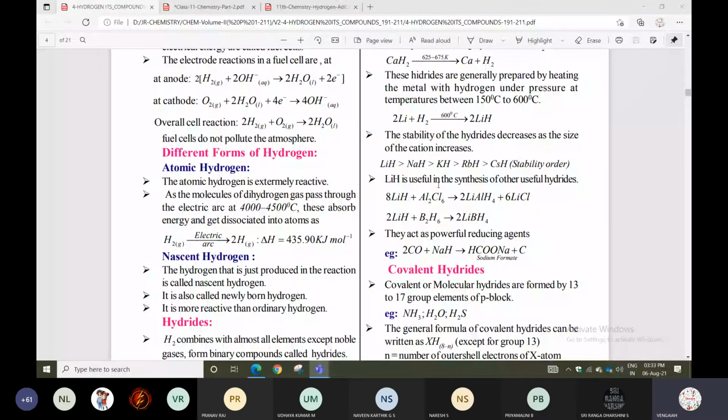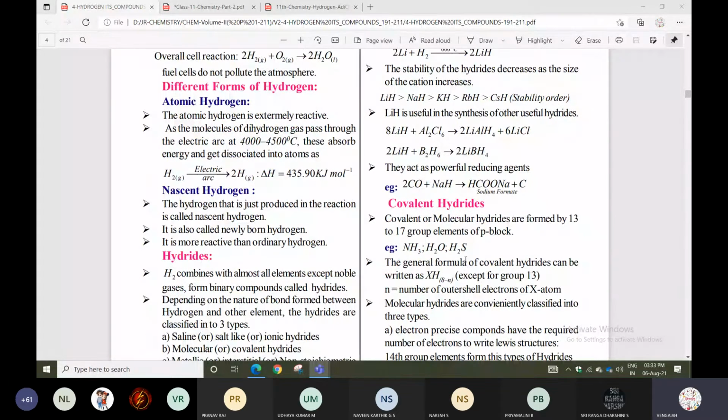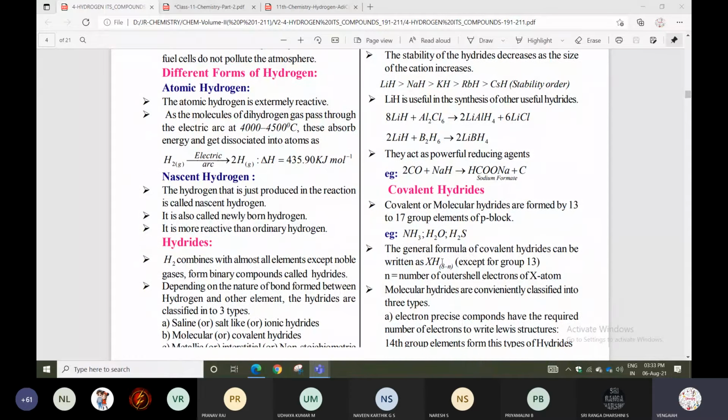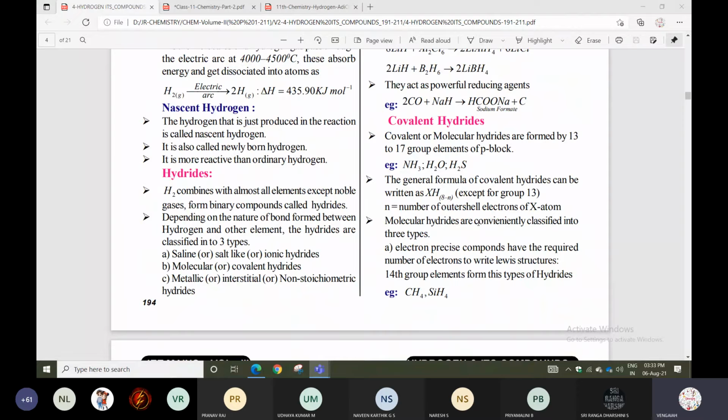These are formed by reaction with p-block elements, specifically the 13th to 17th group elements of the p-block. The general formula of covalent hydride can be written as given, where n is the number of outer shell electrons and X is the atom. Molecular hydrides are conveniently classified into three types based on the group: 13th group, 14th group, and 15th group.